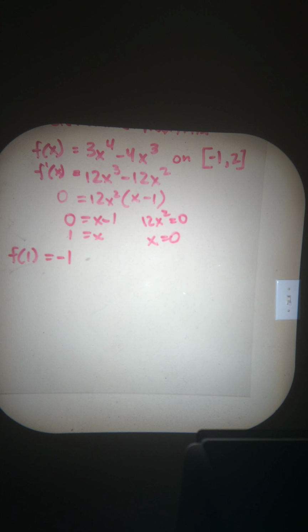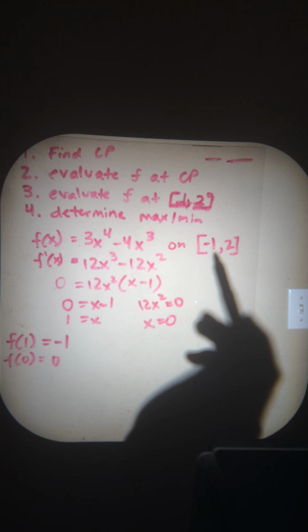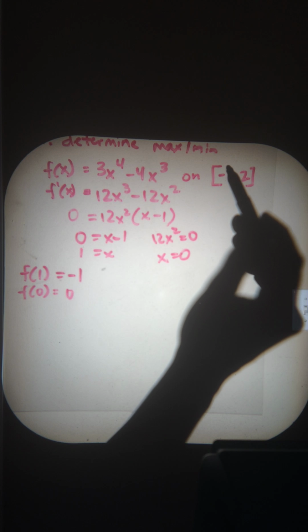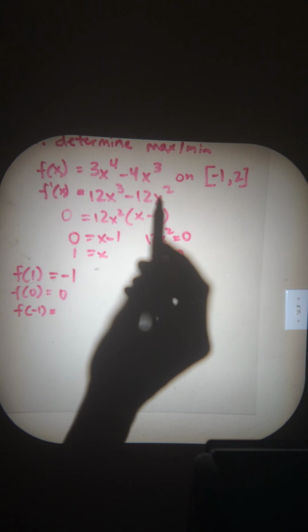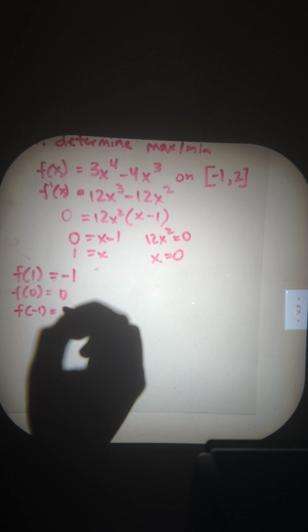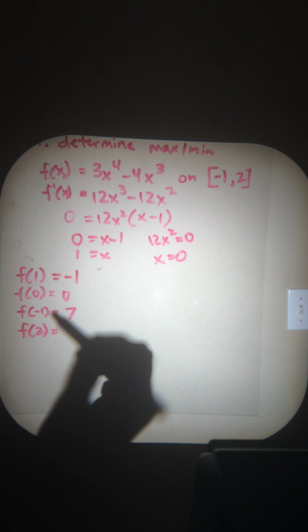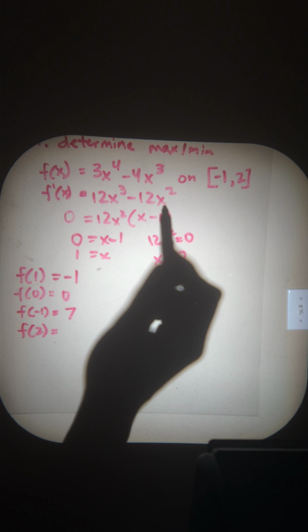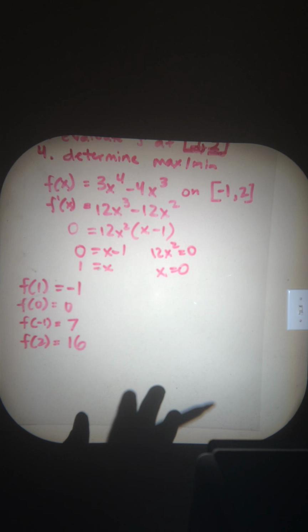Then we're going to plug in our next critical point. f(0) is 0. Then our third step, we're going to evaluate at our endpoints. Here our endpoints were -1 and 2. So let's see what f(-1) is. That's going to be +7. Then we're going to plug in the 2 here. f(2) equals a big number, 16. Now our fourth step is to determine our max and mins, which are our extrema.